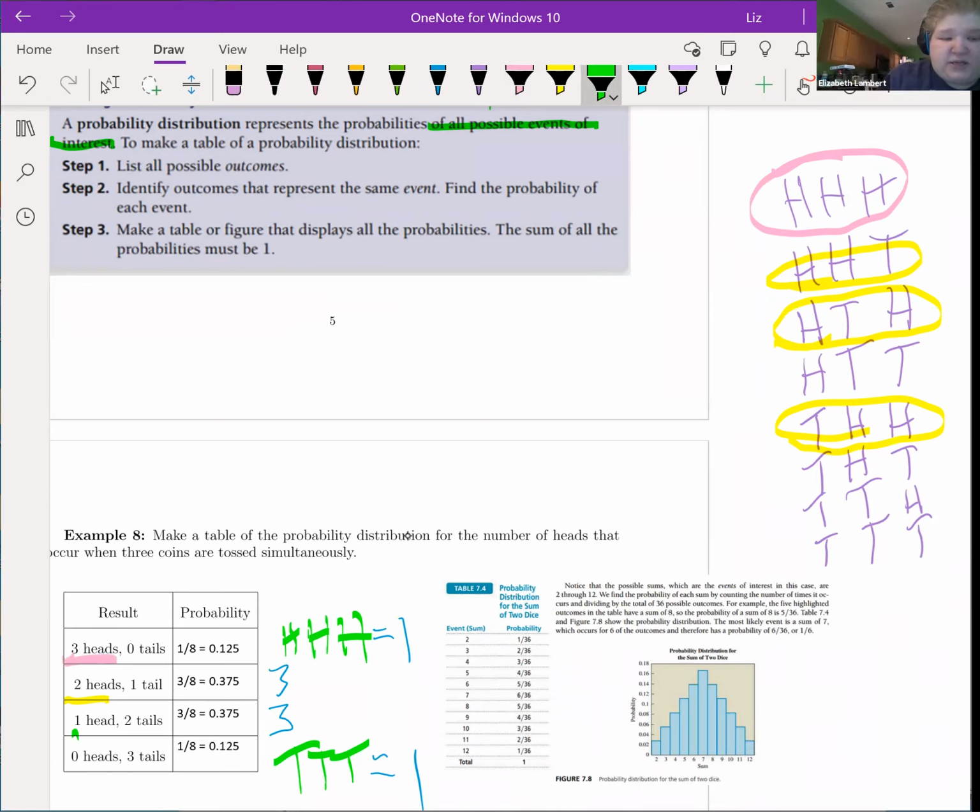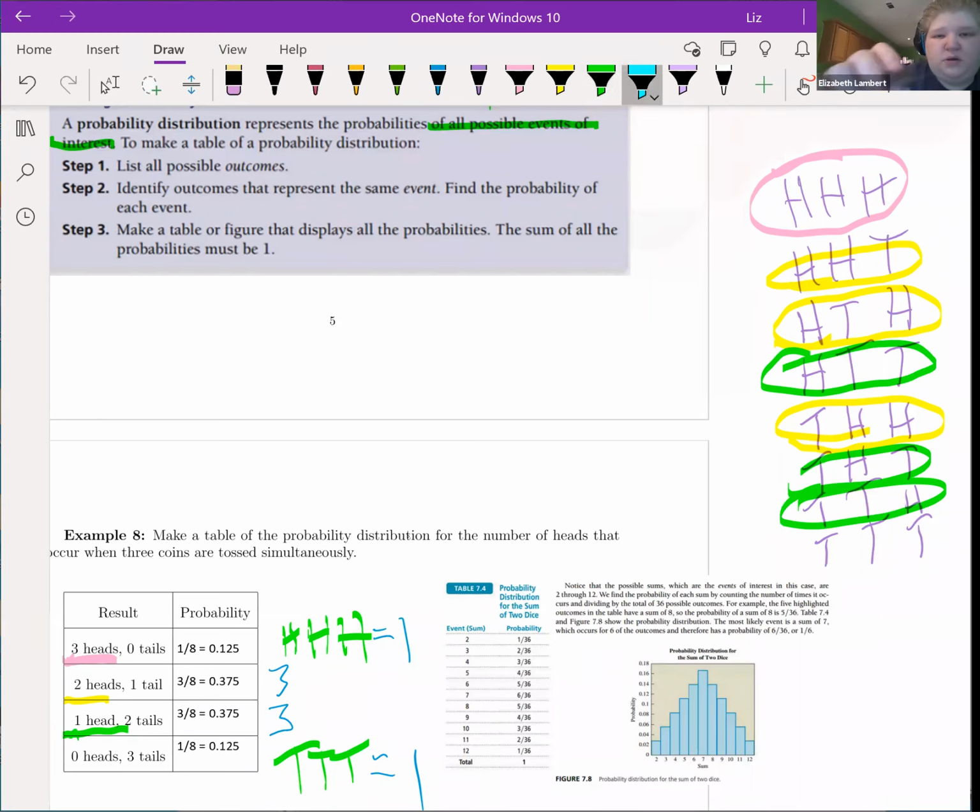All right, now if I take a look at exactly one head, there is one, there is one, there is one. So again, three. And then our last one, three tails, which is no heads. So now we see, those are my results from doing a full tree diagram. And I've put each outcome into one of my event categories and only one.